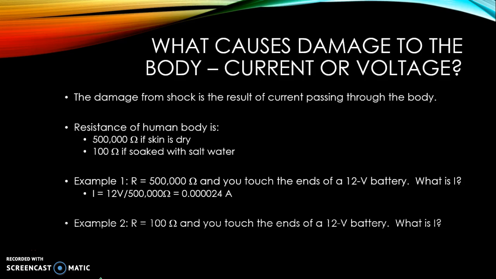We'll be okay. What if we touch the end of the battery and we are wet with salt water? Our resistance now is 100 ohms, and we touch the end of a 12-volt battery. To solve for I, we put 12 volts over 100, and we're now putting a current of 0.12 amps through our body. That, my friends, is some serious trouble.